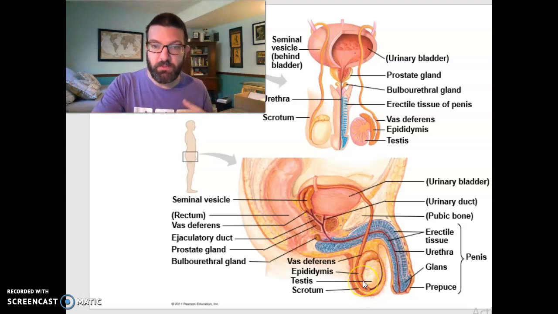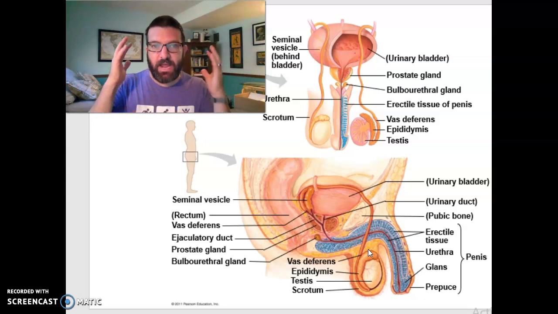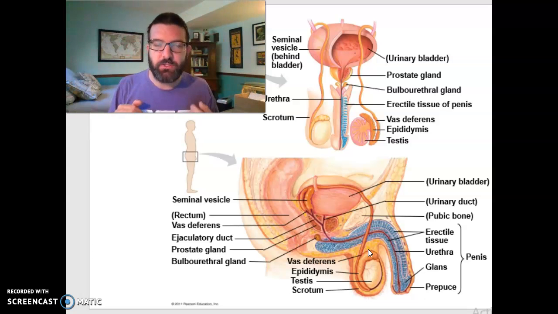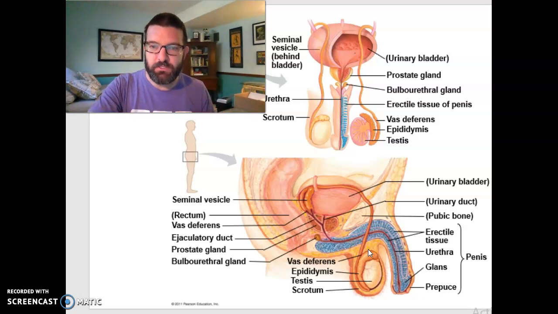And once they're produced, and this happens continuously, once you hit puberty, throughout your lifetime, just continuous production of sperm, they are stored and they mature in this thing here called the epididymis. And when I say mature, I mean they get their tails, but also they get an acrosome, which is like this sac of enzymes that goes on the head of the sperm that will help them burrow into the egg when it's time to fertilize it.